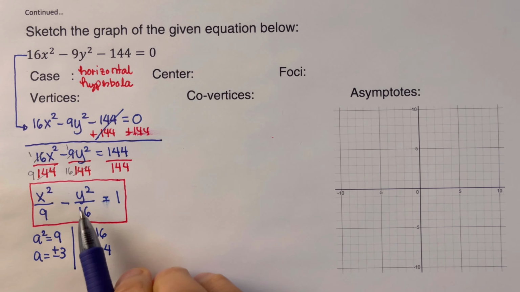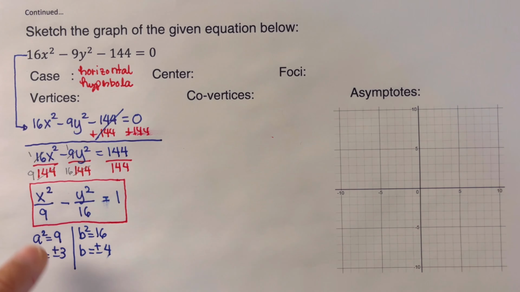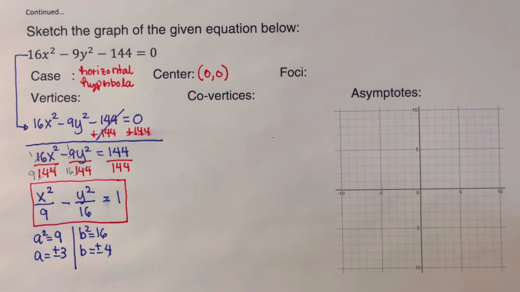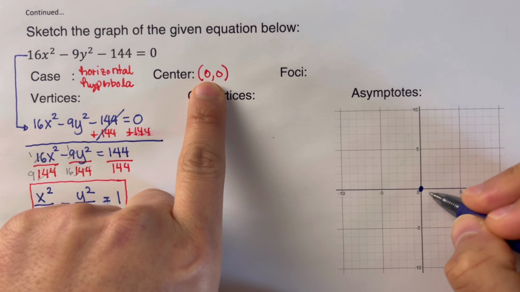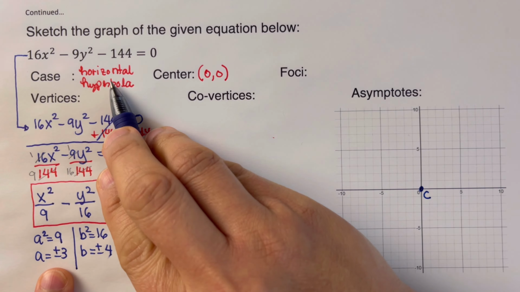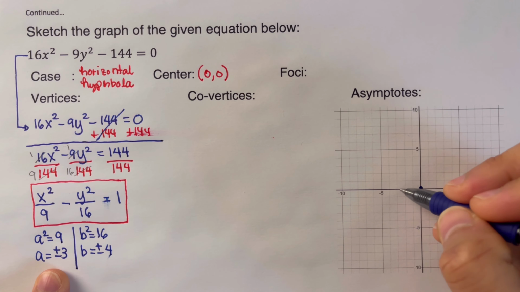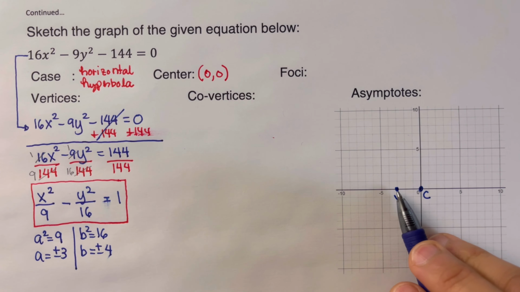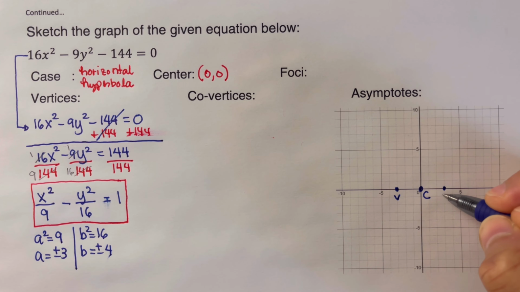The center for this hyperbola that we have here is at 0, 0. So I'm going to go ahead and write that up here. The center is located at 0, 0. So we can go ahead and sketch this center here. And then, since this is a horizontal hyperbola, I go to the right 3. So this is our first vertex. And then I go to the left 3. So this is the other vertex.